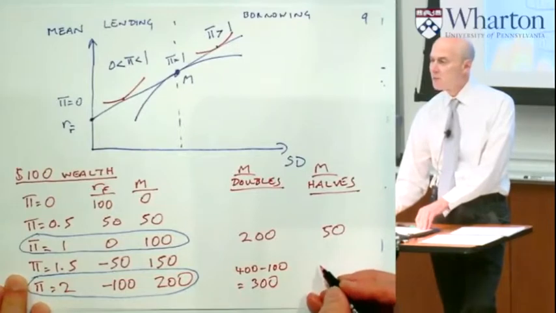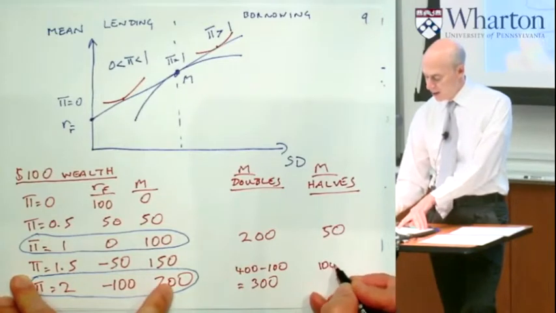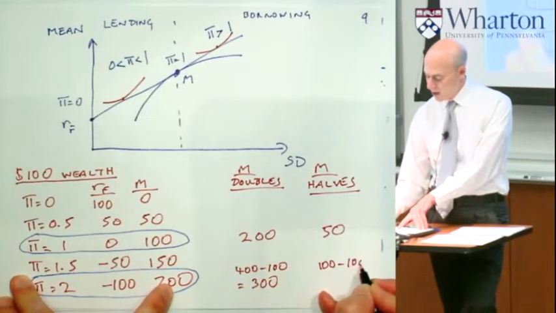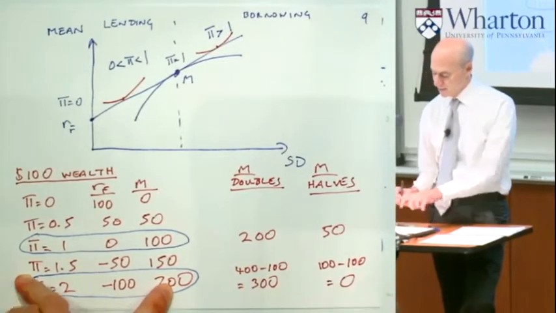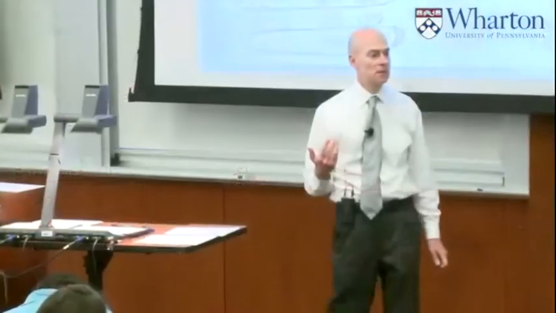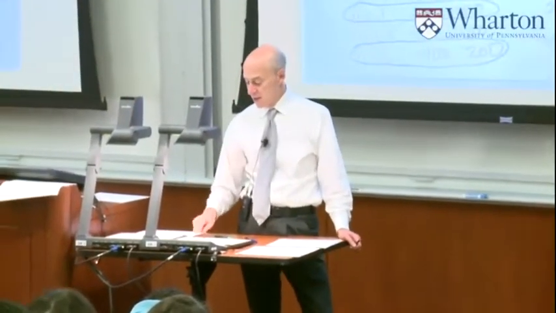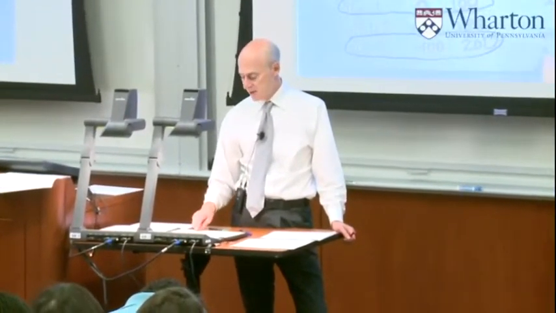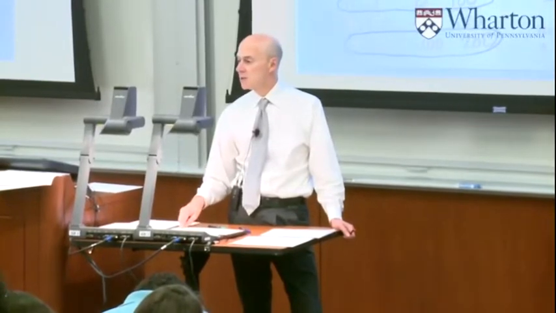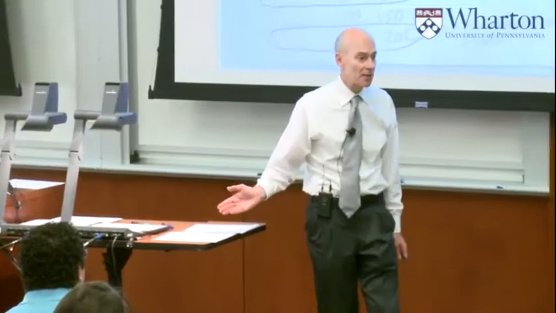And in the low state, what happens? If M halves, you go from 200 to 100, and then you owe 100, so you get 0. So what's happened to your mean? We think of these as 50-50 chances. The mean here is going to be 125. The mean here is what? 150. So the mean's gone up, just like in our diagram.